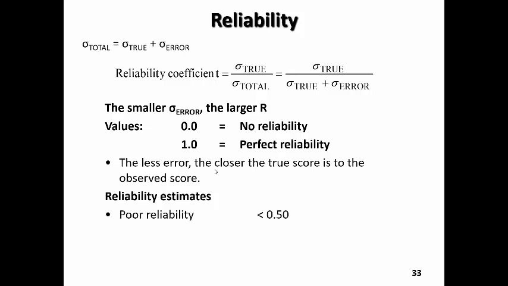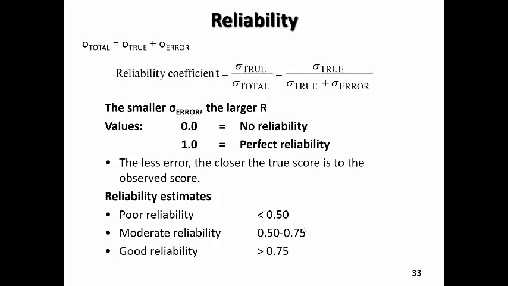And so in terms of reliability estimates, we do have some guidelines. Measures that have reliability coefficients less than 0.5 are typically considered to be poor in terms of the reproducibility, or the reliability, of that measurement. Measurement tools or testing instruments that have reliability coefficients between 0.5 and 0.75 are considered to have moderate reliability, and measures above 0.75 are generally considered to have good reliability.